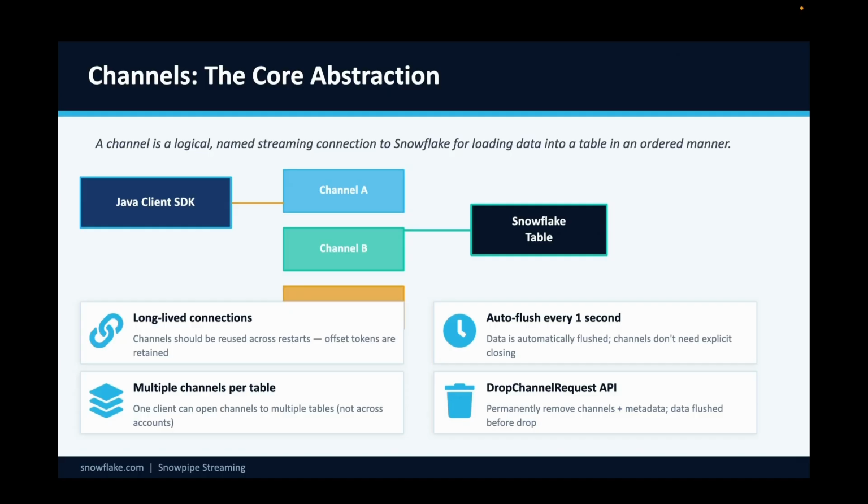Data is automatically flushed. Channels don't need explicit closing. Multiple channels per table are possible. One client can open channels to multiple tables, not across accounts. The drop channel request API permanently removes channels plus metadata, and data is flushed before drop. In summary, channels are the core abstraction to read from an SDK and write into Snowflake, a logical streaming connection.